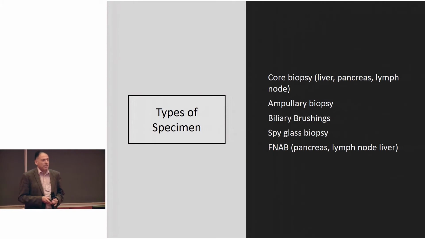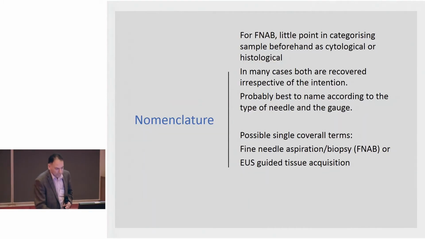So the sort of specimens we get: a core biopsy, which is a proper defined piece of tissue. We get these from the liver, the pancreas, lymph nodes, and we're very happy when we get those. We may get an ampullary biopsy from an ampullary lesion. Biliary brushings are very commonly taken. We're not talking much about that today, but that's a common thing which we do need to use a cytological approach to. And then sometimes we're lucky enough to get small bits of the bile duct with spyglass biopsy. But today we're talking predominantly about FNA-B, which is from the pancreas, lymph node, or liver.